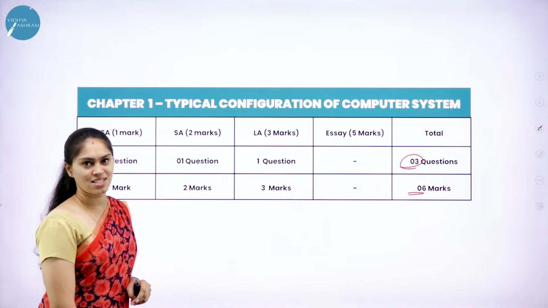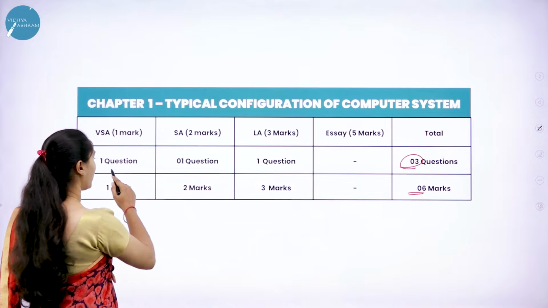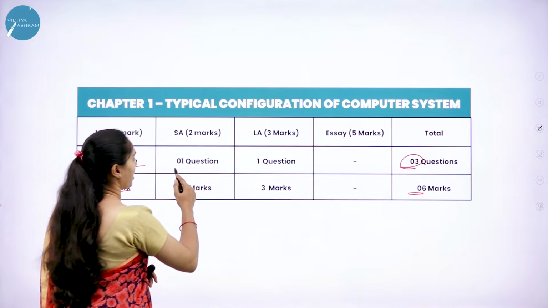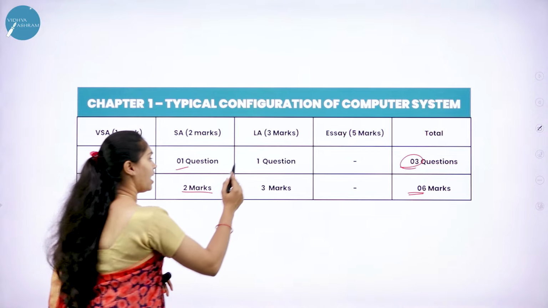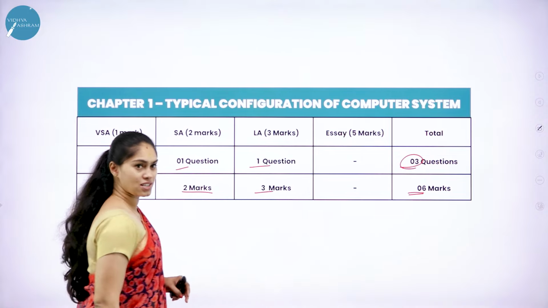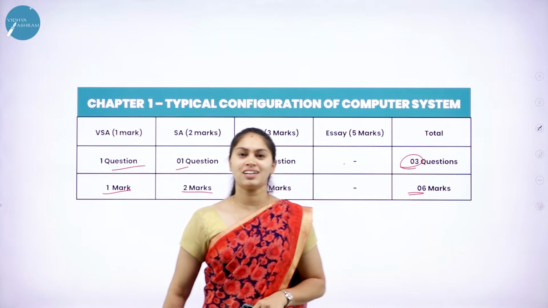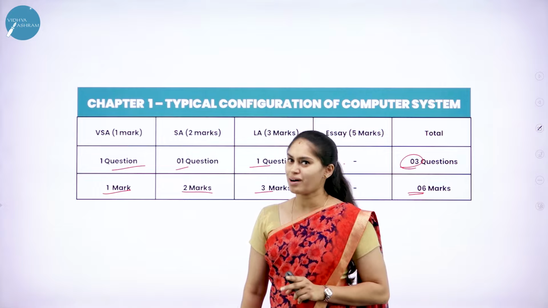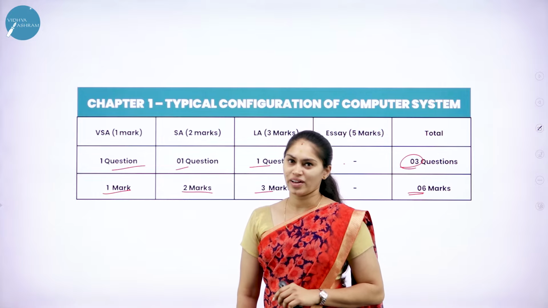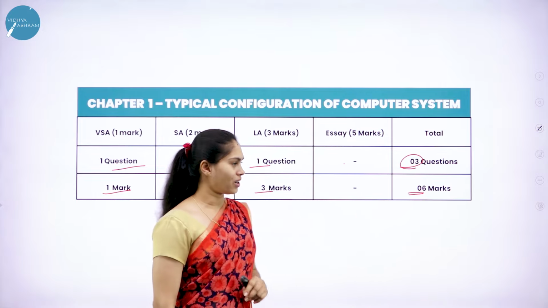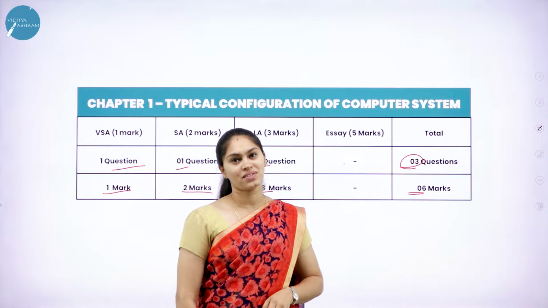Then what is the marks distribution? You can expect 1 question for 1 mark, 1 question for 2 marks, and 1 question for 3 marks. So no need to worry about the 5 mark question. You need to concentrate only on the 1 mark, 2 marks as well as the 3 marks questions. So totally you are going to get 3 questions, that is for 6 marks.